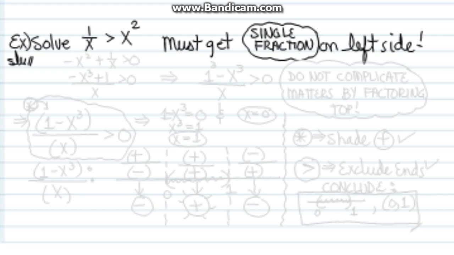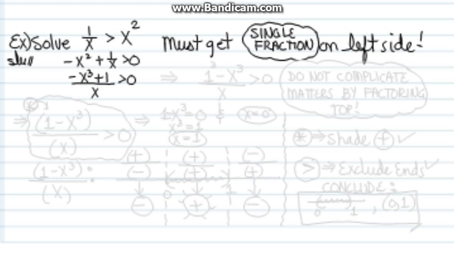So let's move everything over to the left by subtracting x squared. We'll put it in the front on the left. We get negative x squared plus 1 over x is greater than 0. Now to get a single fraction, we have to get a common denominator with the LCD, which is just x. So we'll rewrite x squared as x cubed over x and add that to 1 over x. Of course, there's a negative in front of the x cubed. So that gives us negative x cubed plus 1 all over the common denominator x is greater than 0.